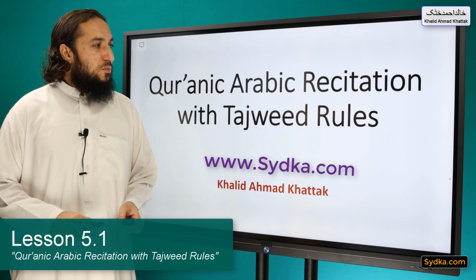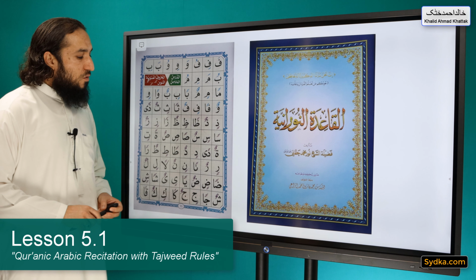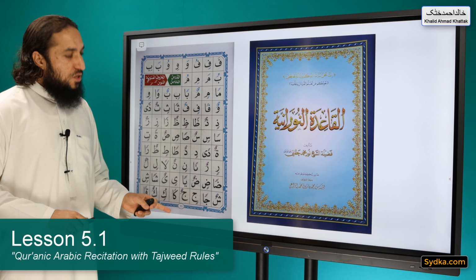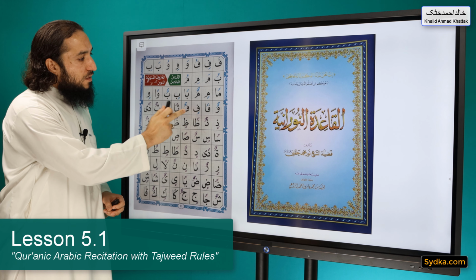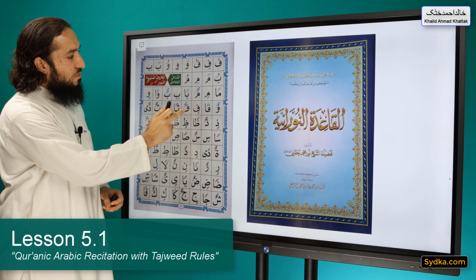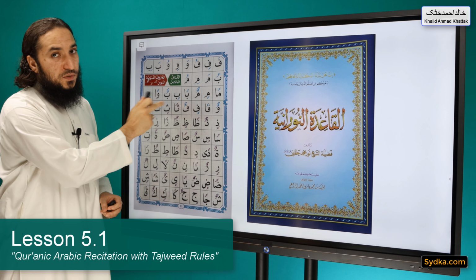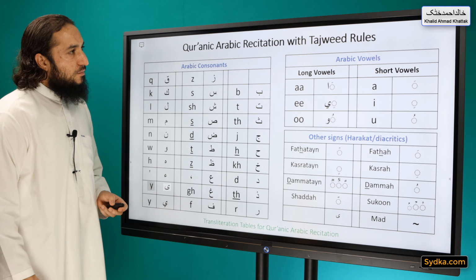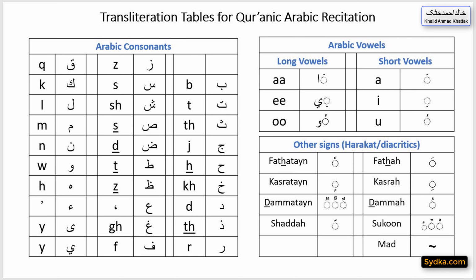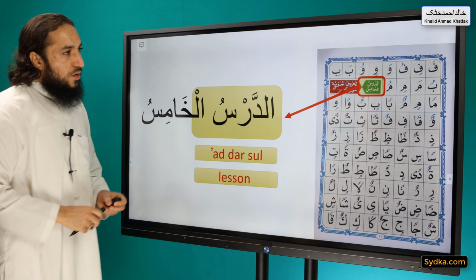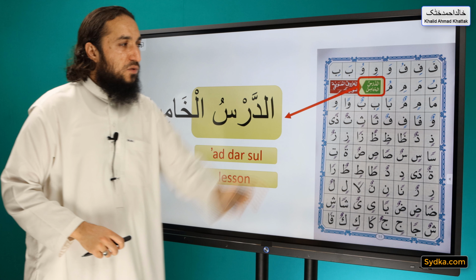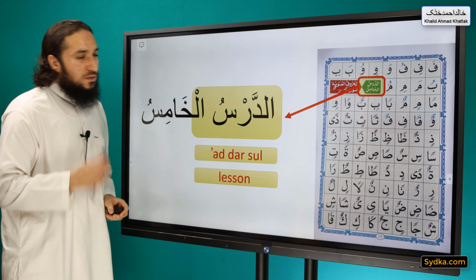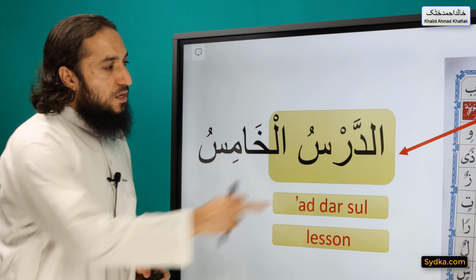In this session, we will be studying the fifth lesson of Qaida Nuraniya. That's page 11, from here to here, so the first nine syllables. This is just a reminder for transliteration purposes. From here to there, we will just read it out without an explanation because it's too advanced for this level.